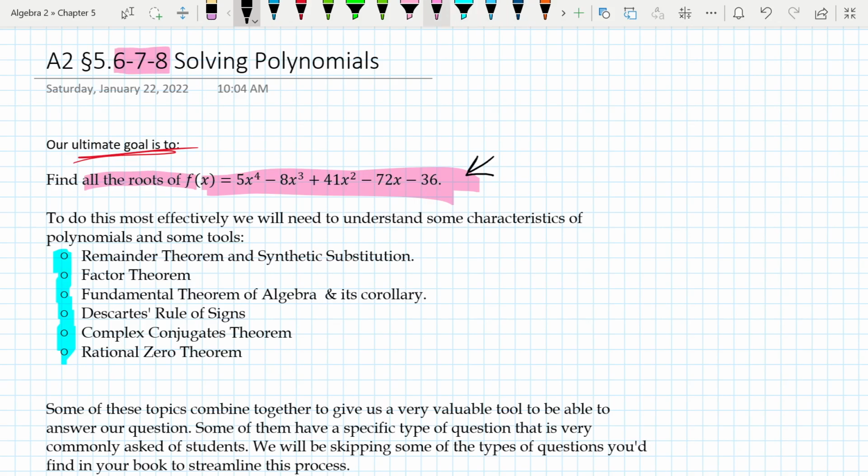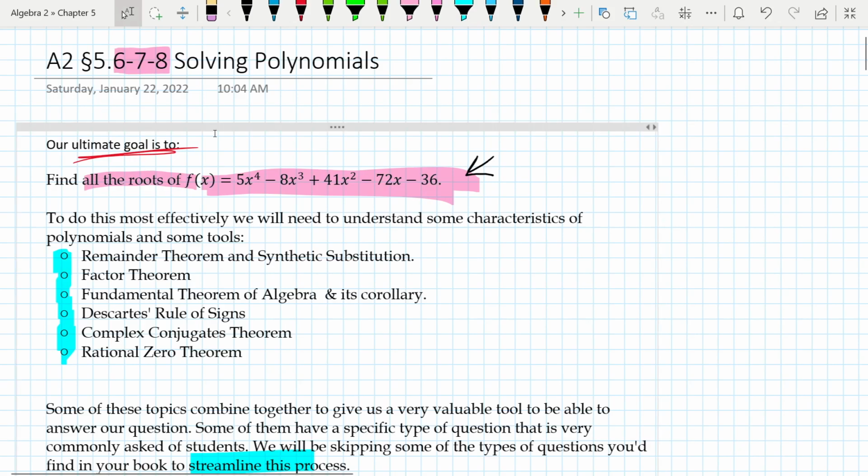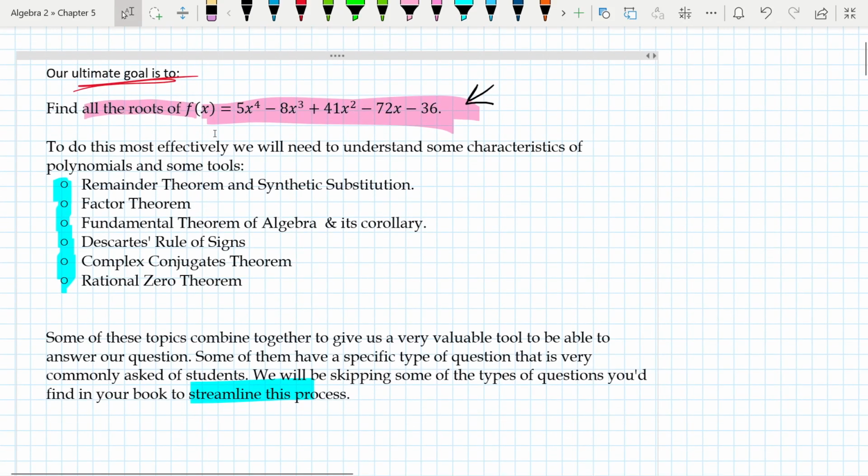So the big thing here is we are streamlining the stuff from your book just to make sure that we get the core elements of what you want out of this lesson. All right, that's the end of the intro to this series. First up, we're going to talk about the remainder theorem and synthetic substitution.